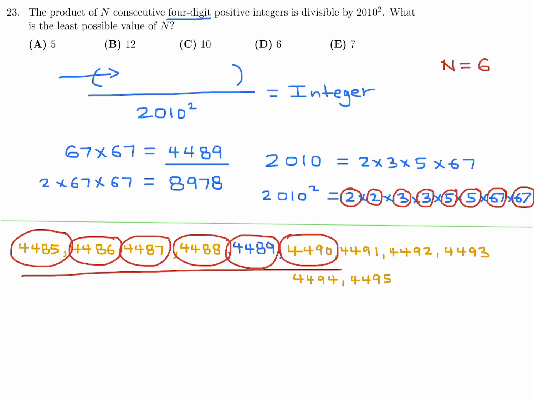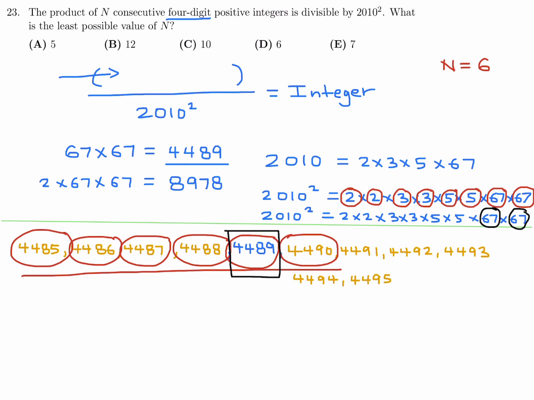And in the answer choices, 6 is the second smallest. Oh, I see. So it's possible that 5 could be the answer, so we got to keep going here, unfortunately. I was hoping that 6 was the smallest, but it's not. Okay, so let's go in this direction now. All right, we're going to obviously keep this 4489 because that takes care of 267s.